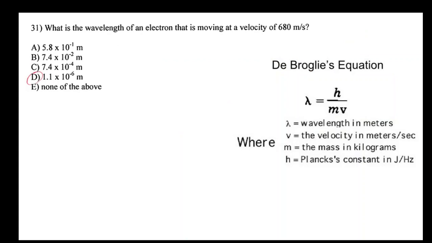What is the wavelength of an electron that is moving at a velocity of 680 meters per second? In order to do these questions, you use the de Broglie equation. I just put that there. The wavelength in meters is equal to Planck's constant over the mass times the velocity. So we'll essentially just plug that into this equation. Planck's constant is 6.626 times 10 to the -34th. What are the units on Planck's constant again? Oh gosh.